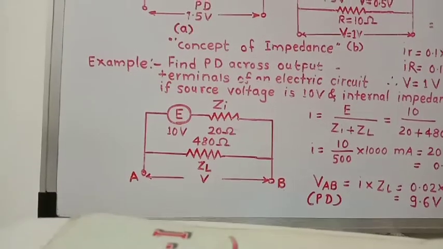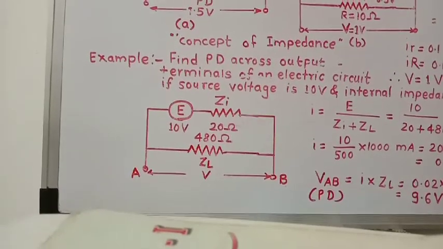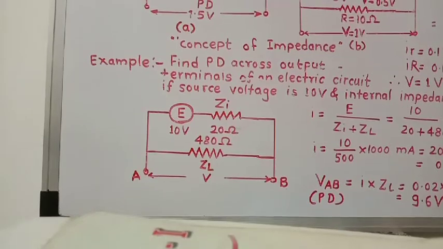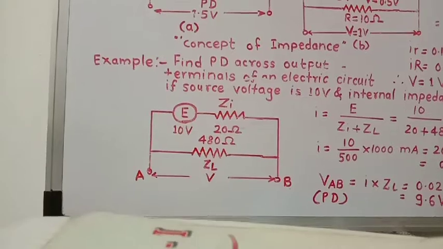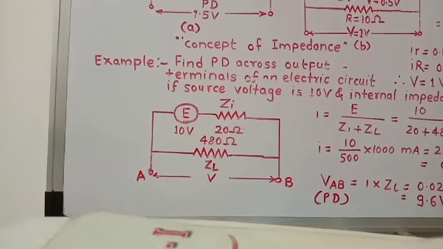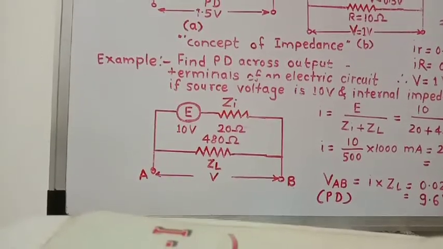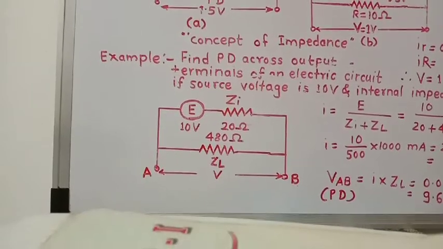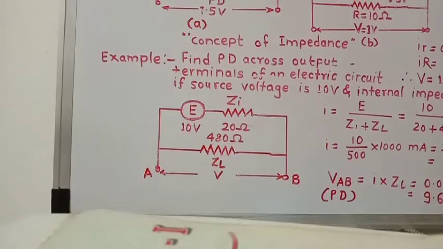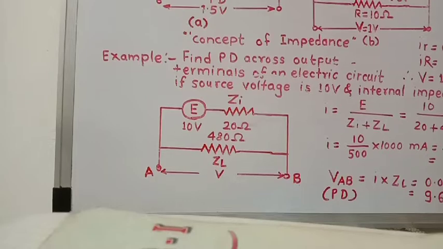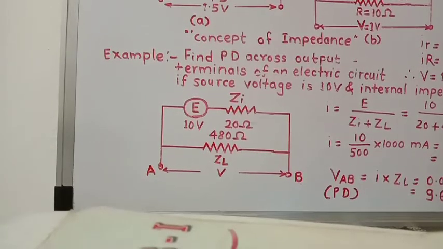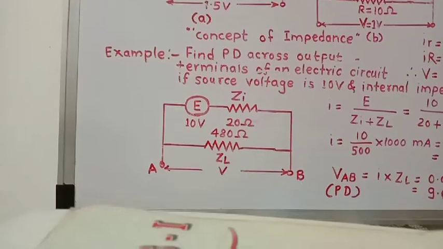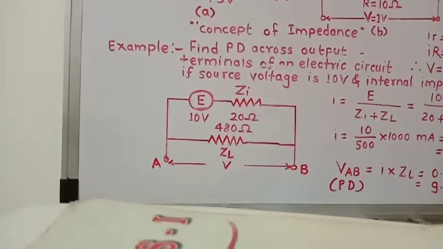EMF of a cell and potential difference. So the potential difference is always less than EMF of a cell. The potential difference is always less than EMF of any voltage source. So this AC source has some internal resistance, and this internal resistance of AC source is called as impedance.